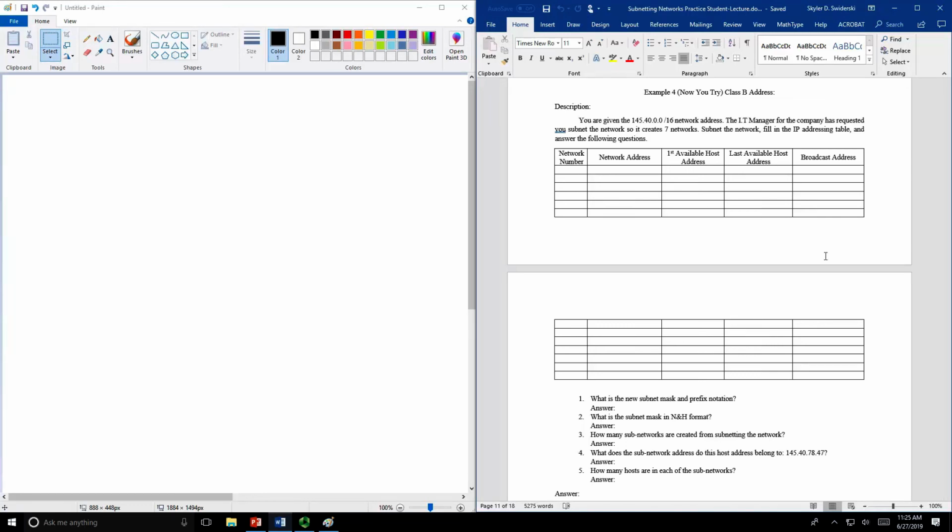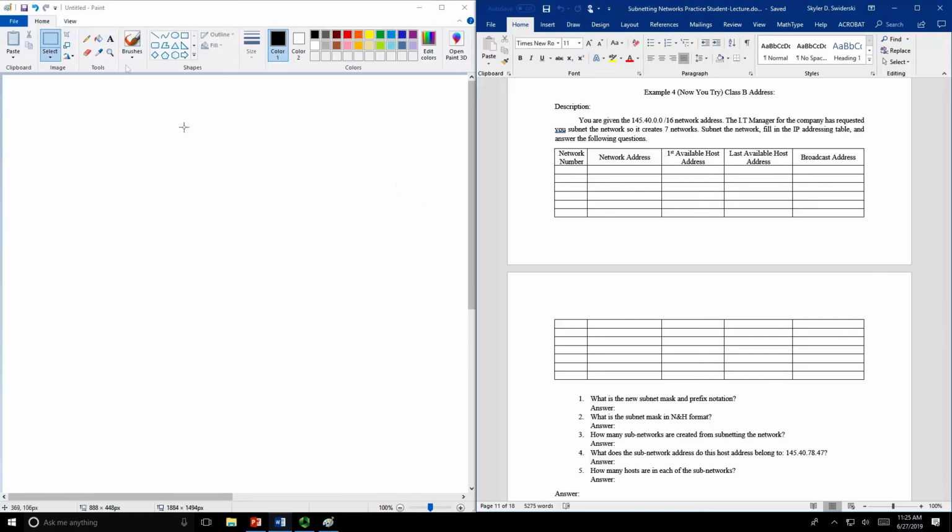All right, I hope that you worked out the problem and did the questions accordingly, filled out the IP table as best as you could. So again, this problem is pretty straightforward. We were given a Class B address in decimal form, so we don't have to worry about converting it to decimal. We were given the prefix notation, which is the base prefix notation for that class, so we know that the subnet mask by default is 255.255. And in this case, we need 7 networks.